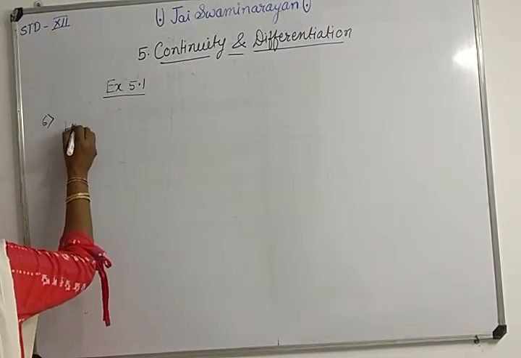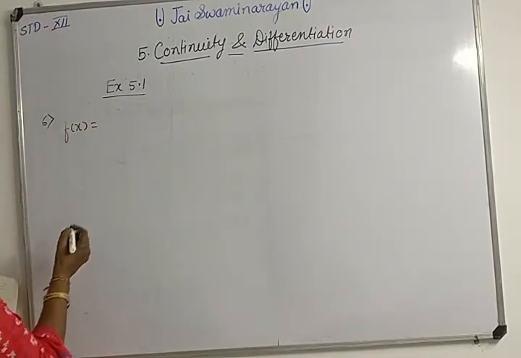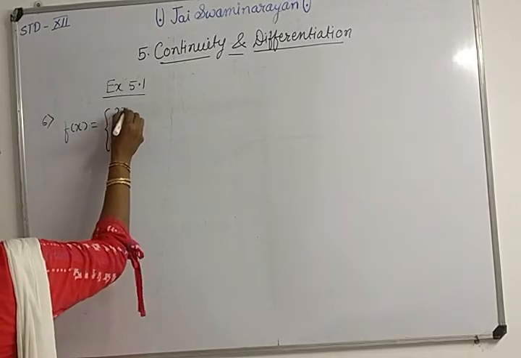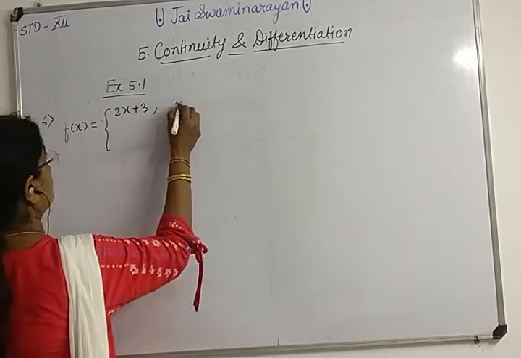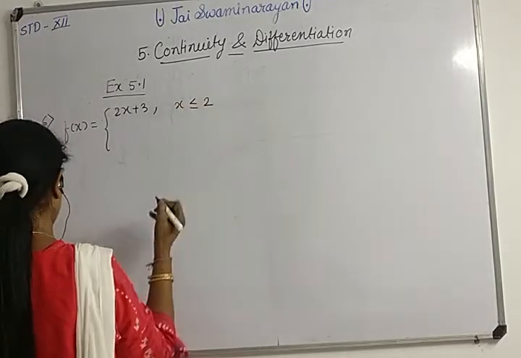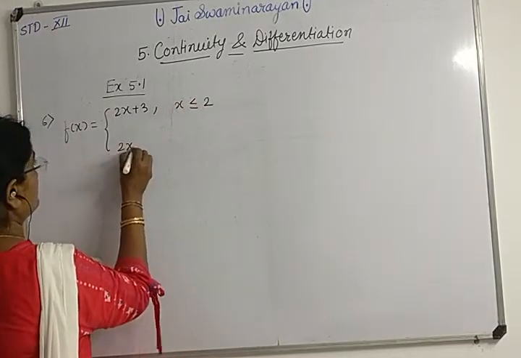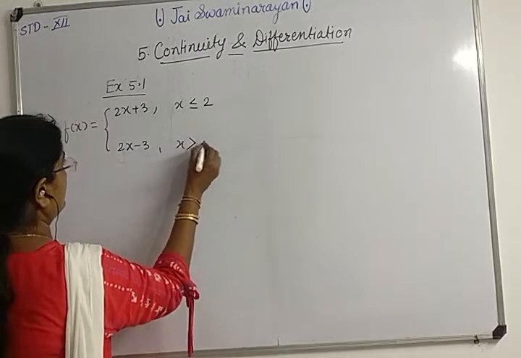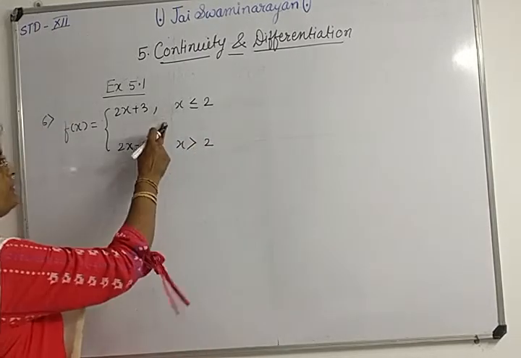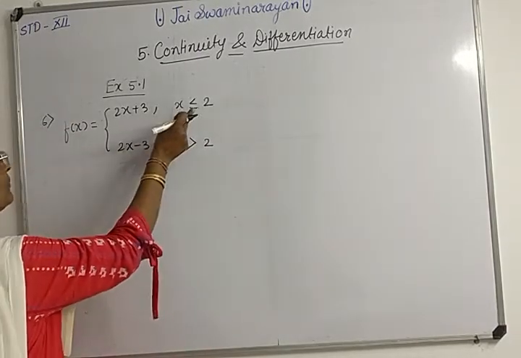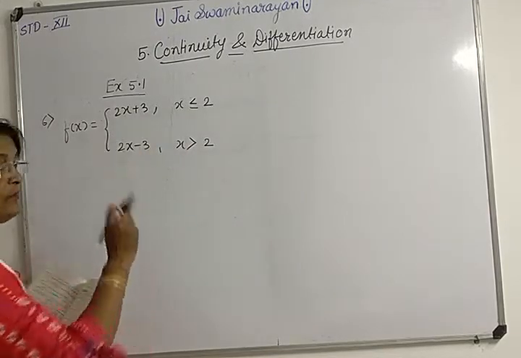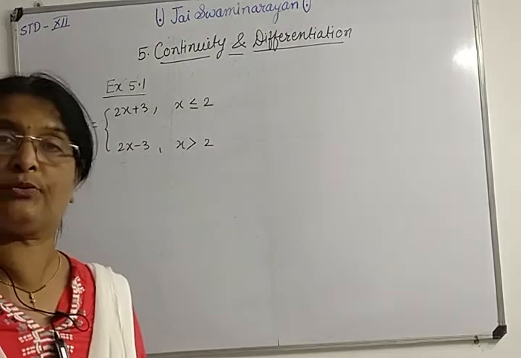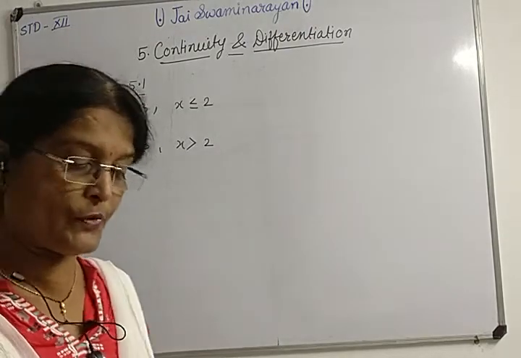f of x equal to, the function is 2x plus 3 for x less than or equal to 2, and 2x minus 3 for x greater than 2. Now here the definition of function is changing for less than or equal to 2 and greater than 2. Here the values are changing. It means that there is a doubt whether it is continuous or not. So we have to check it.